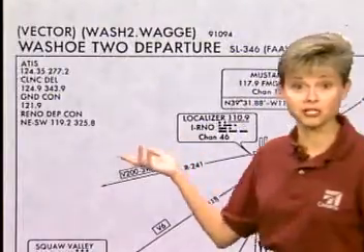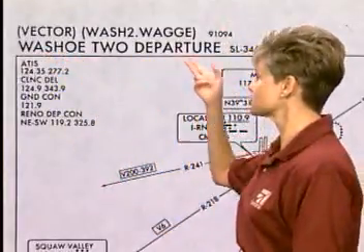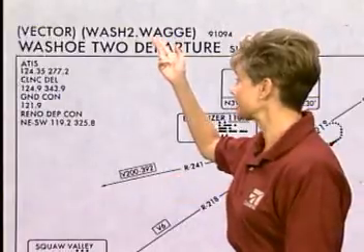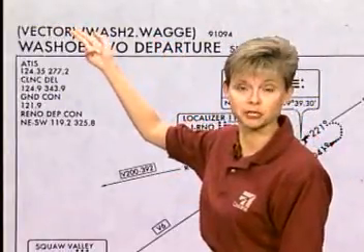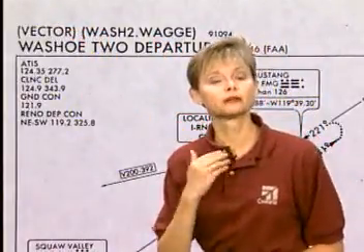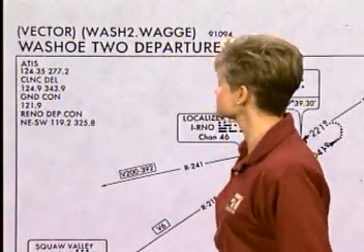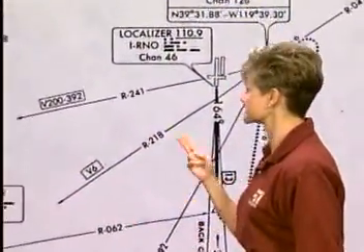Here is another departure procedure, the Washoe 2 departure out of the Reno area. Next to the computer code, it tells you that this is a vector departure procedure. Now this means you will get radar vectors shortly after takeoff for your assigned route or to a fix on the chart. Let's take a look at the route you should fly if your assigned route is Victor 6 here.